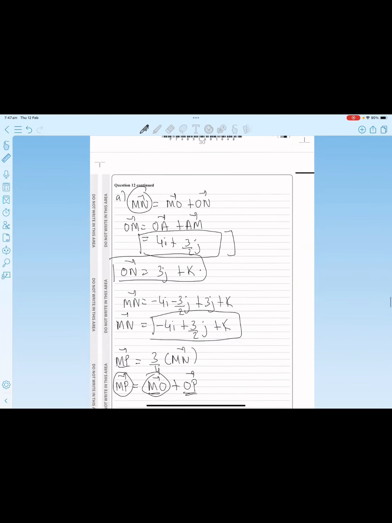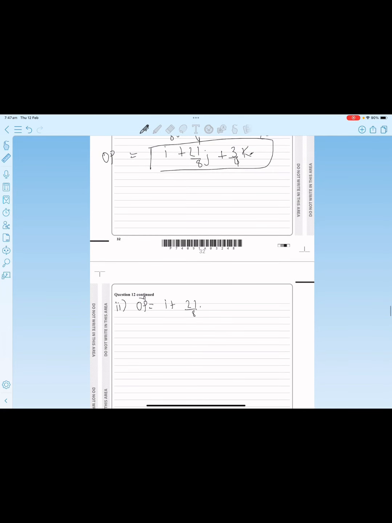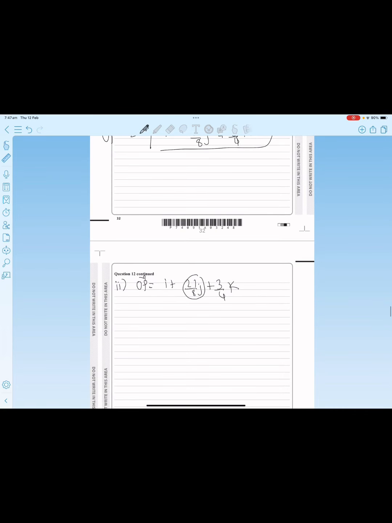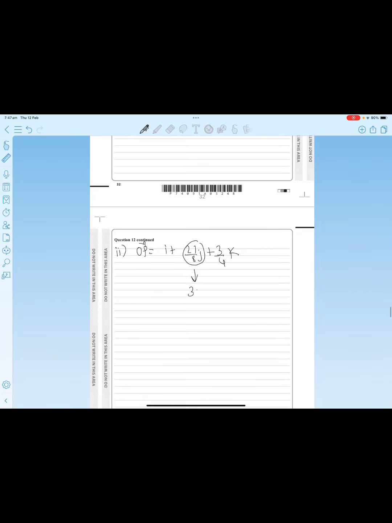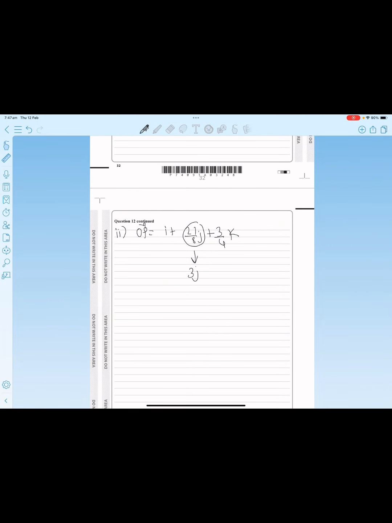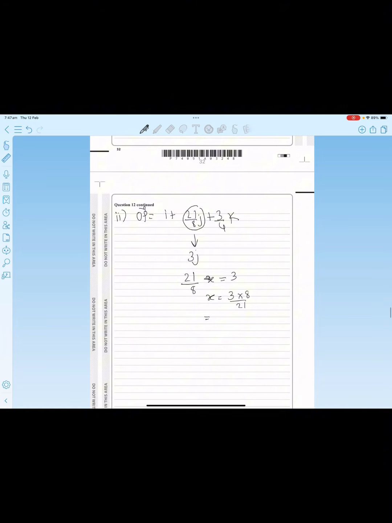Now, because it's a straight line, let's do the question now. OP was i plus 21 over 8j plus 3 over 4k. I know that this 21 over 8j, if it meets that face, will turn into 3j. So that's been scaled, and all we have to do is scale the remaining ones. How would that work? We would do 21 over 8 times something: 21 over 8x is equal to 3. So x is equal to 3 times 8 divided by 21, which is 24 over 21, or 8 over 7.